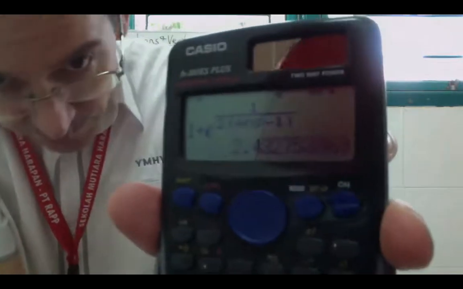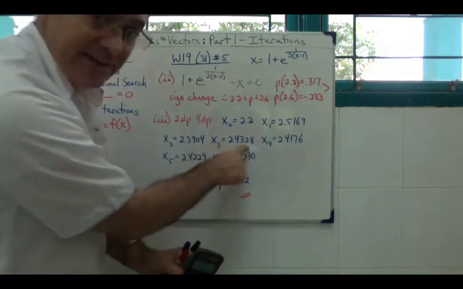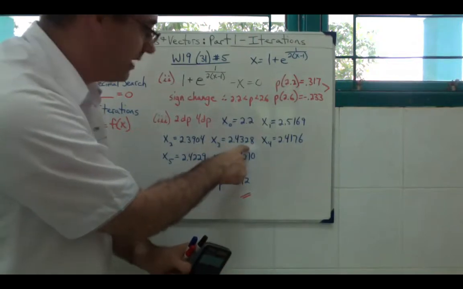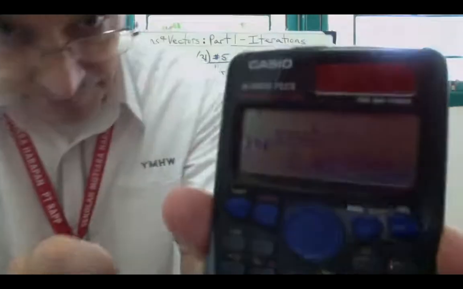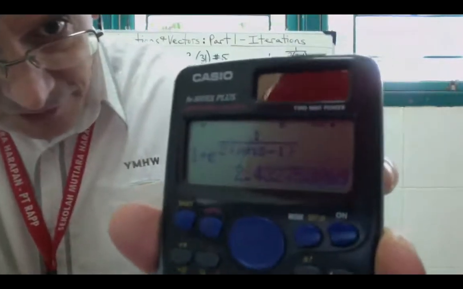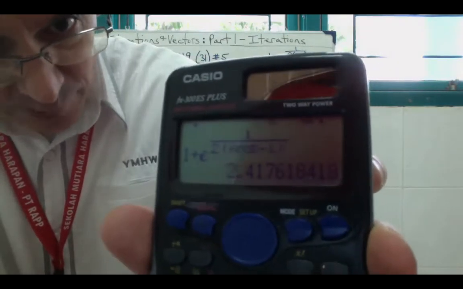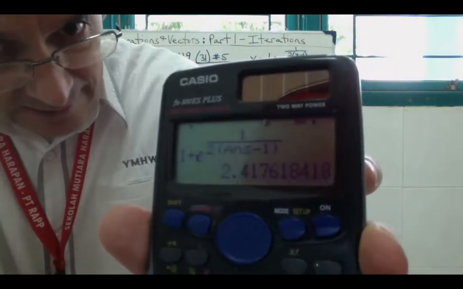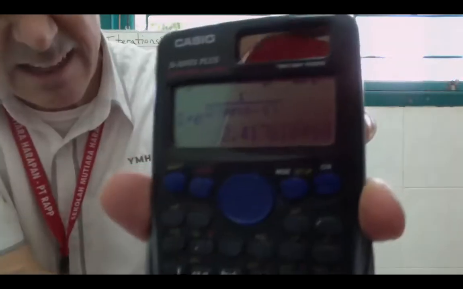And now it's 2.4327. Make sure you write that down before you hit equals again. 2.432, and it actually rounded up to 8 because there's a 5 after the 7. Then hit equals again, 2.4176. And so we have that one right here. And then we hit equals again.